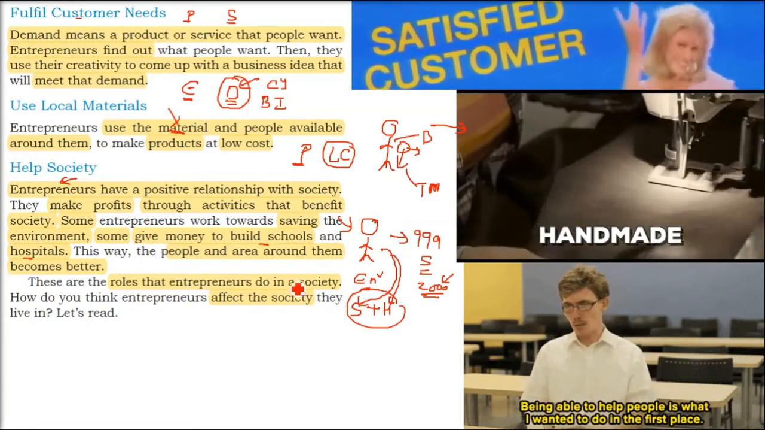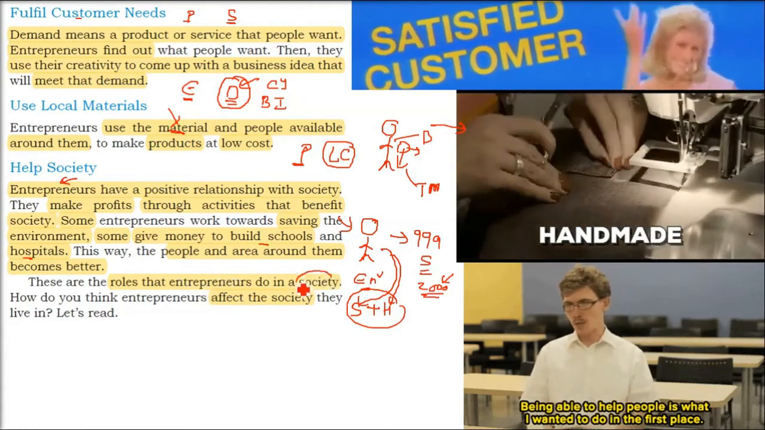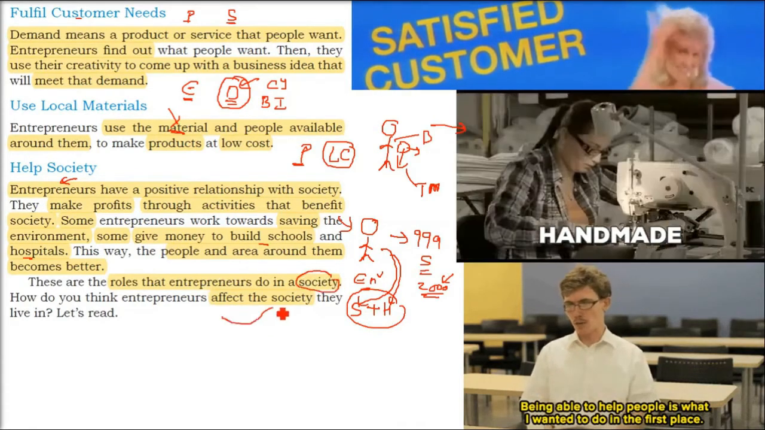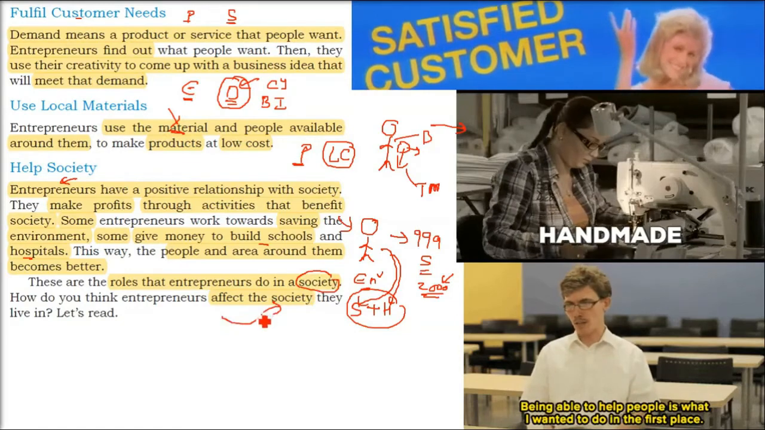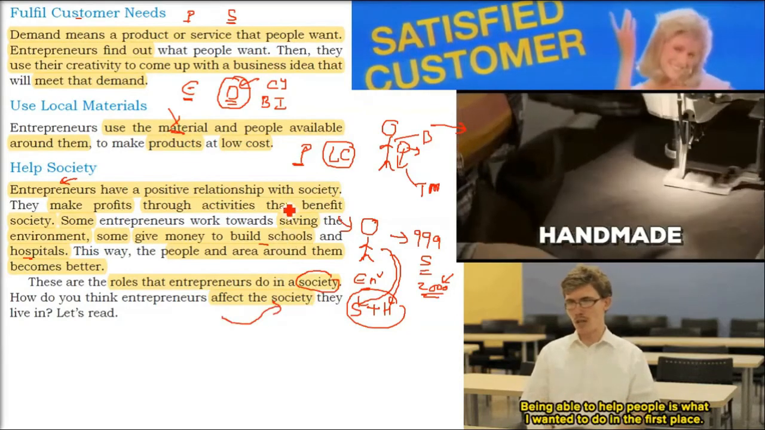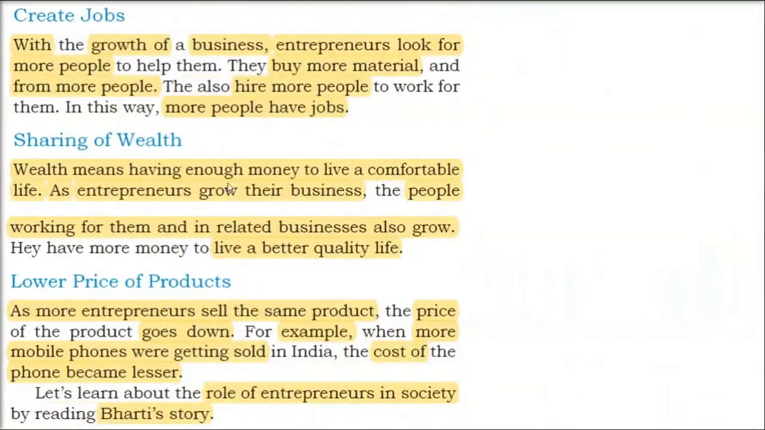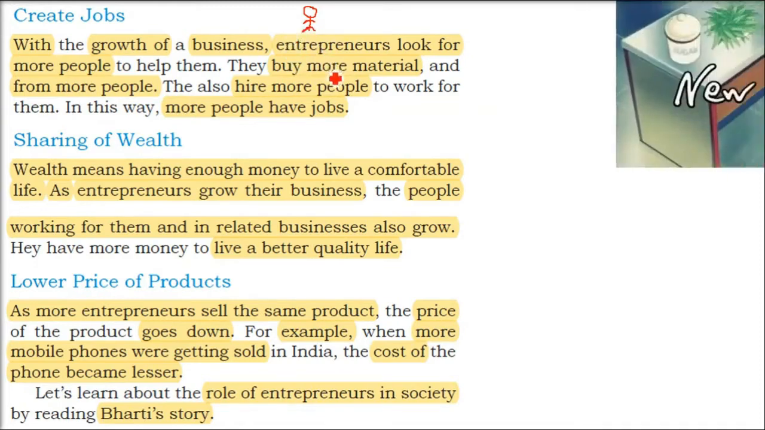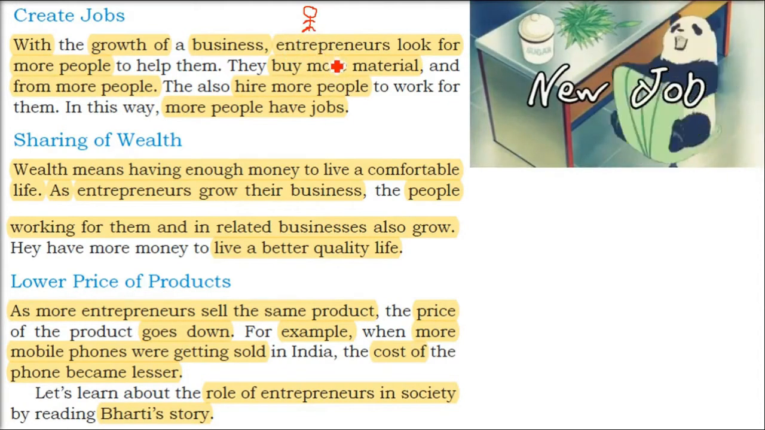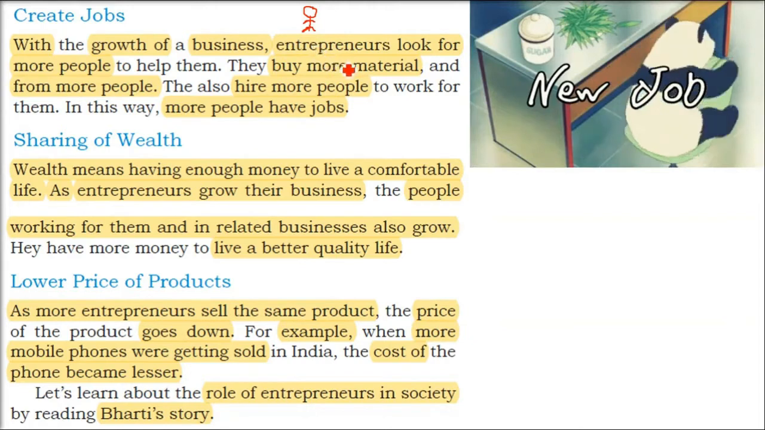So what are the roles of the entrepreneur? How are they affecting the society, or how is the society affected by the presence of entrepreneurs? First, the entrepreneur creates jobs. One man cannot do everything by himself or herself. They need people around. They need people who can help. They need people who can guide. So with the growth of their business, the entrepreneur looks for more people.